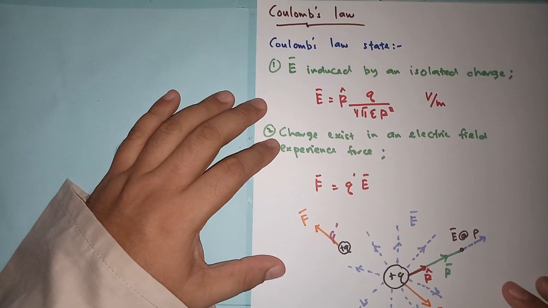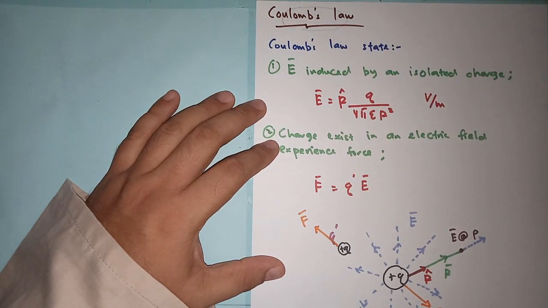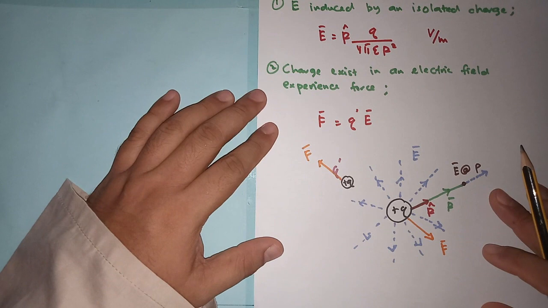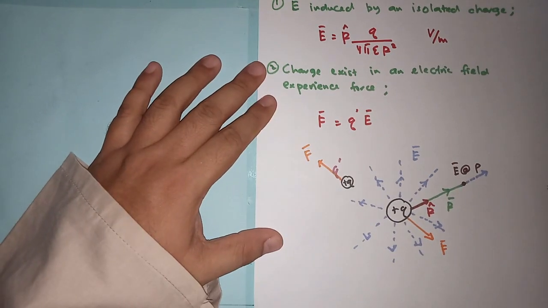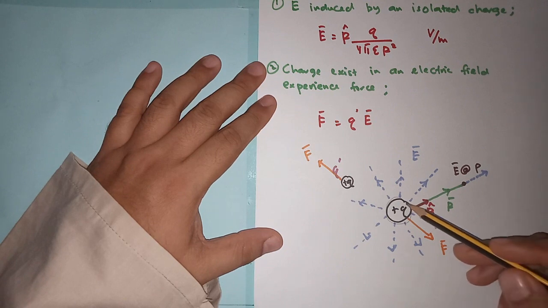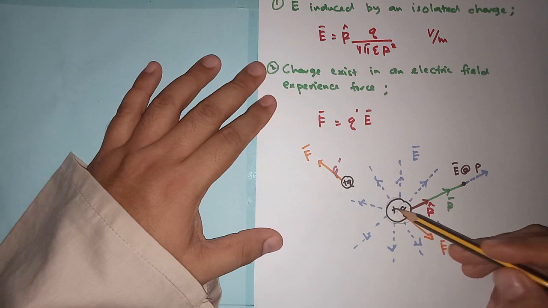Alright, so in this video I will explain about Coulomb's law. Before we go to the definition of Coulomb's law, let's look at this figure first. Basically, an electric field is produced by a particle charge. So let's say we have a particle charge here, and the sign of this charge is positive.